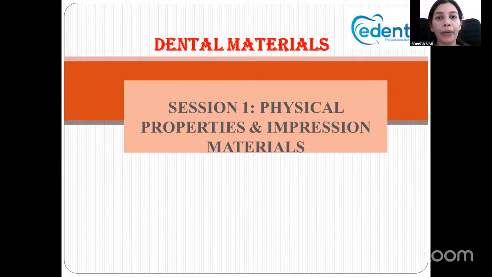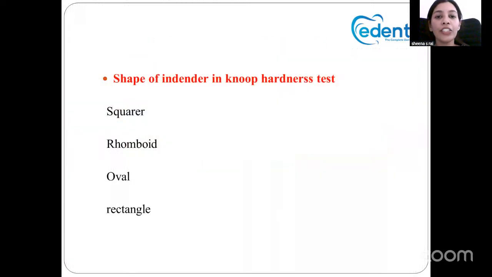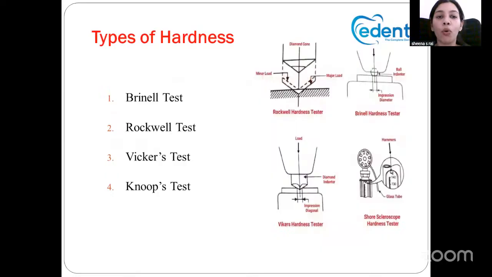So let us go to the topic, most important topic, and I have given some discussion portion regarding each question also. The first question is the shape of indenter in a Knoop hardness test. So we know that a hardness test is a physical test property. So there are various tests that have been done for the hardness. So before doing this question, I'll just brief out the important points that you have to keep in mind while you answer this question. So first, we know the hardness tests are of four types: Brinell test, Rockwell test, Vickers test, and Knoop test.